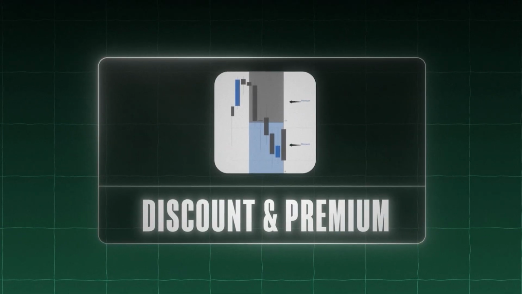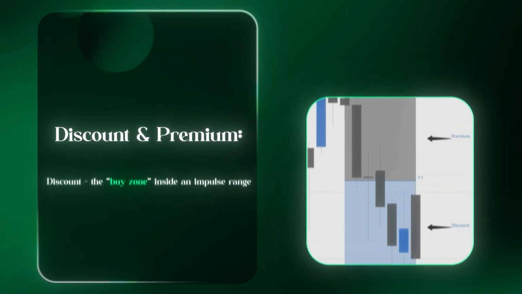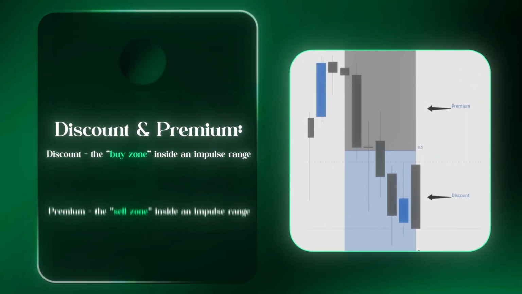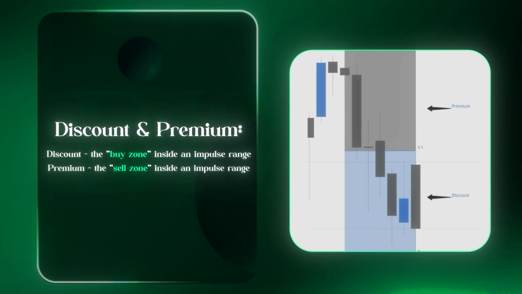Discount and premium. Discount is the buy zone inside an impulse range. Premium is the sell zone inside an impulse range. You do not want to be doing the opposite of these. If you're buying at a premium or selling at a discount, you're immediately making your trade a lower probability setup.